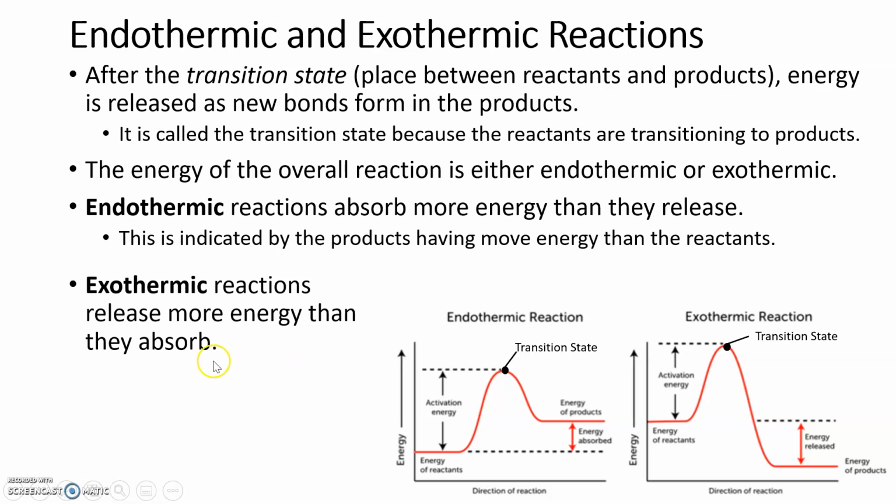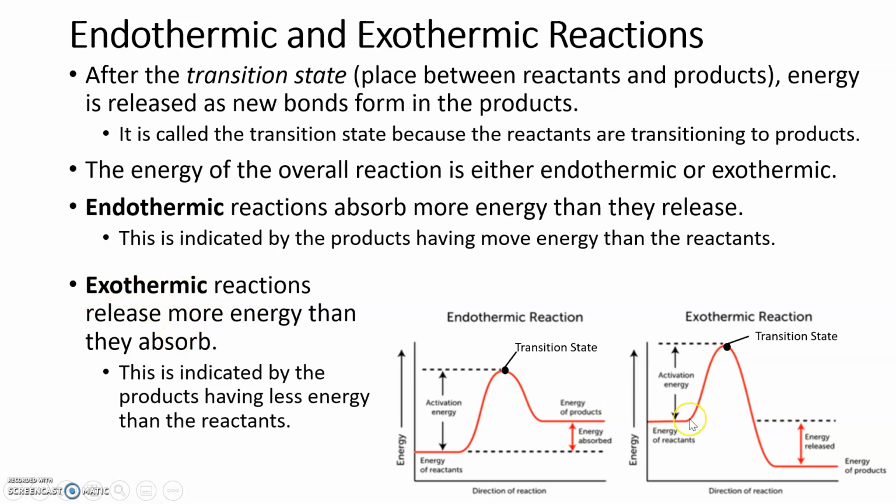Now, on the other hand, exothermic reactions, think of exiting, energy is going to come out of this reaction. They release more energy than what they absorb. And again, we can tell that by looking at a potential energy diagram because the products are lower than the reactants. We had to use this much energy here, the activation energy, to get the reaction going, and then we released this much energy. A lot more energy was released than what we needed to get to the activation energy.